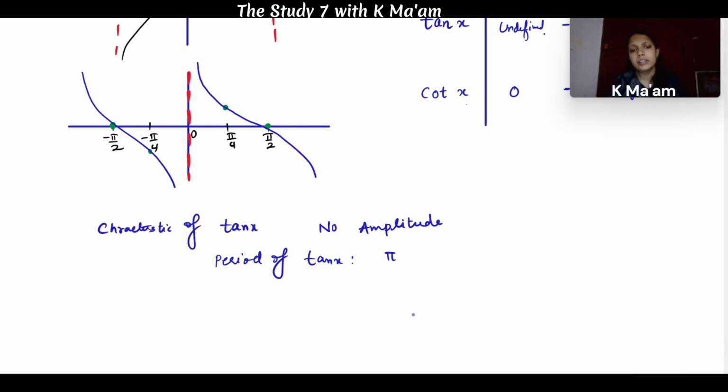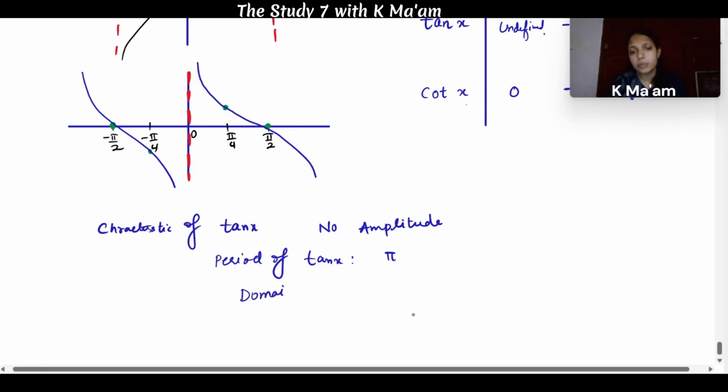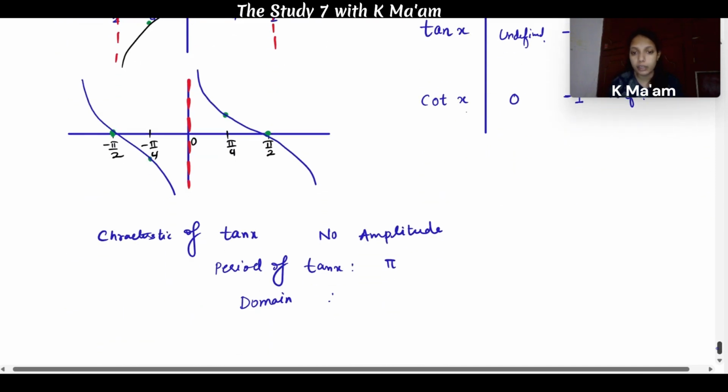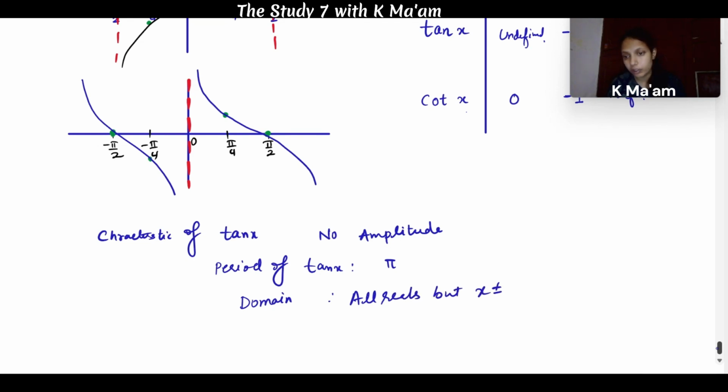What about the domain? Domain means what x values you can substitute. In the case of tan x, you cannot put any odd multiple of pi by 2. Odd multiples of pi by 2 are not allowed. So all reals, but x cannot be odd multiples of pi by 2.